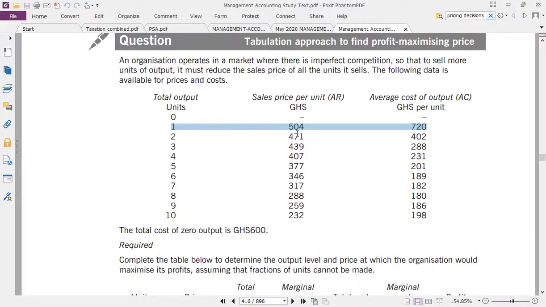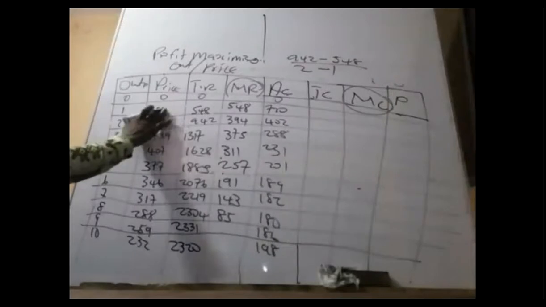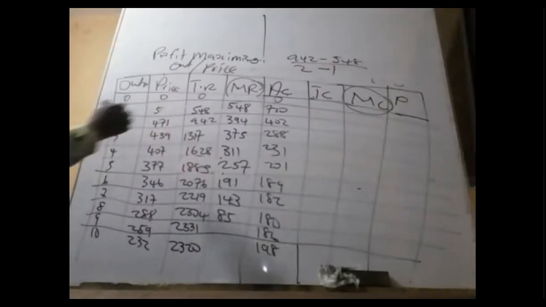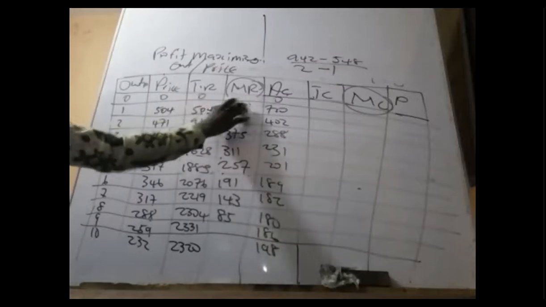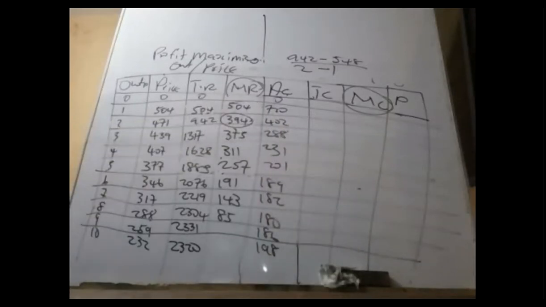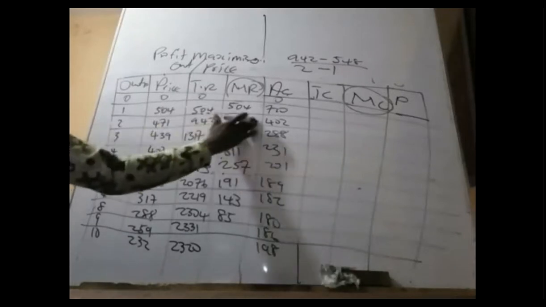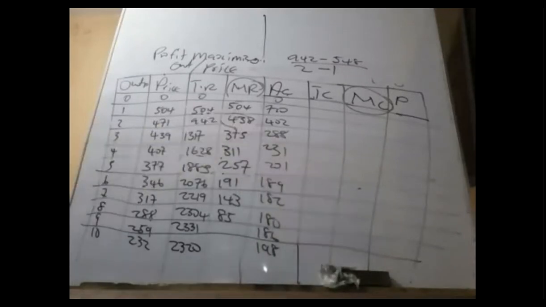So I copied the question wrongly. Yes, 504, right? Here should also be 504. That will affect this section, to 504. It affects only this figure. And that figure must be 438, right? Perfect. 438. The prices will be good.